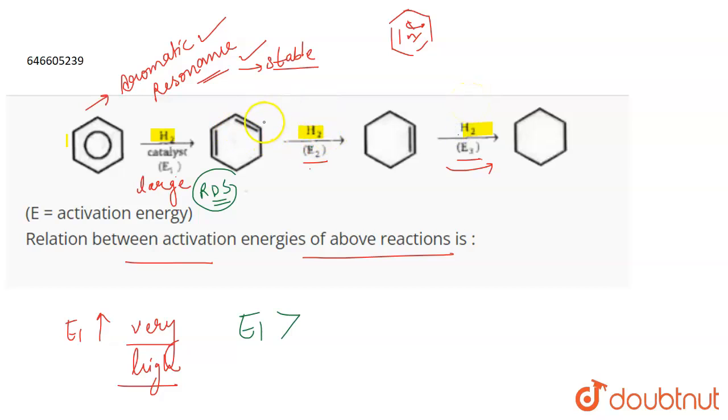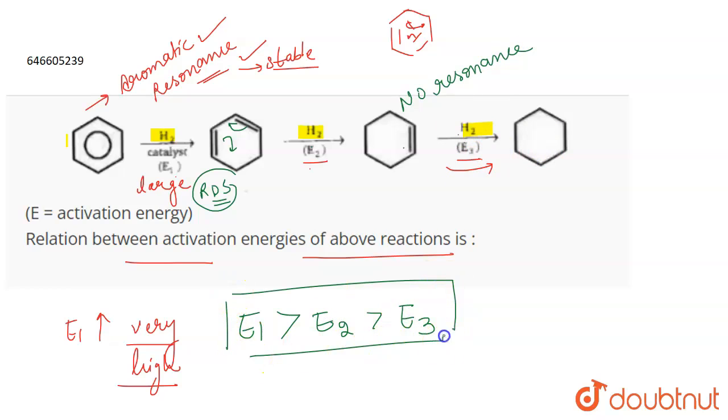Because now you're simply adding a hydrogen molecule and there's no resonance taking place, right? Here we still have some kind of resonance, some shifting of bonds, so the energy required will be less than E1. Whereas if you talk about E3, no resonance is there, no shifting of bonds is taking place, so E3 will be the least. So the correct order of the activation energies will be E1 greater than E2 greater than E3, and this is the relationship between the activation energies.